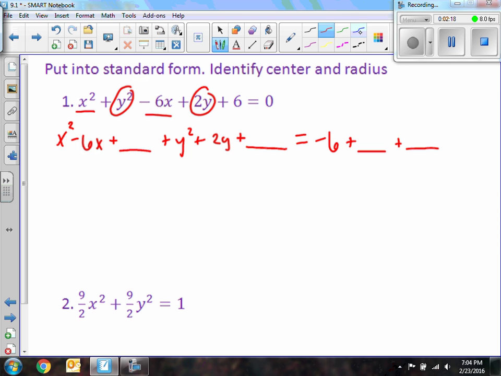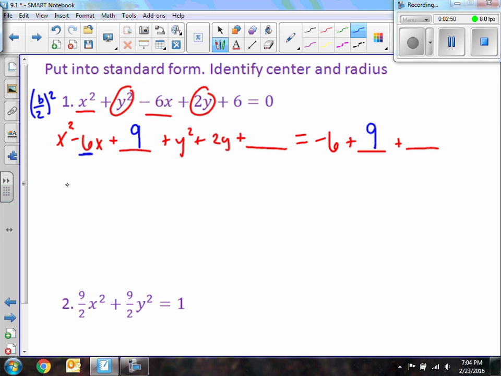Now, for those of you that don't remember, what you do when completing the square is you take your b value here, you divide it by 2, and then you square it. So if I took negative 6 and I divided it by 2, I obviously get negative 3. Negative 3 squared is 9. So what I do is I add 9 here, and what I do to the left side of the equation, I have to do to the right side of the equation. So I put a 9 there.